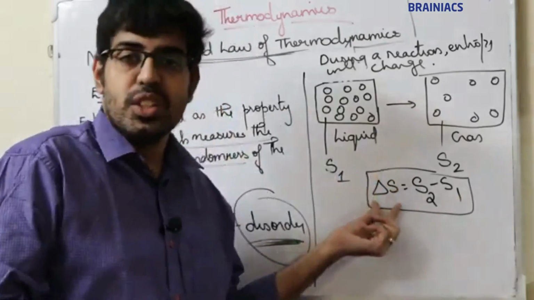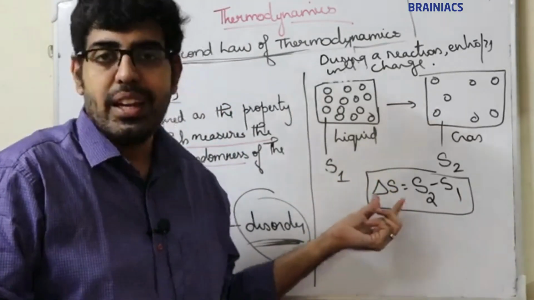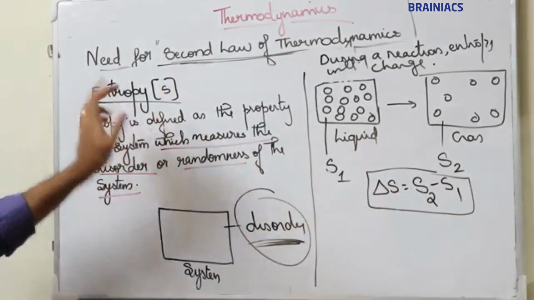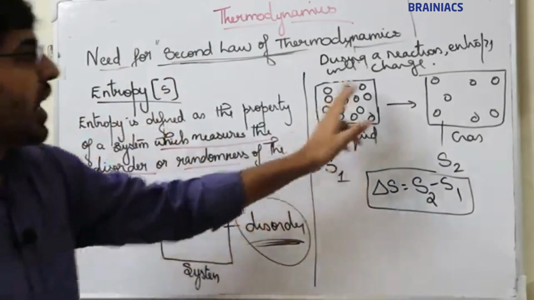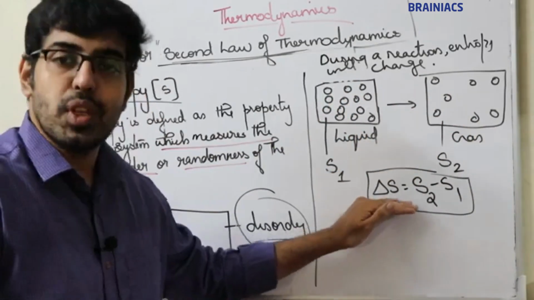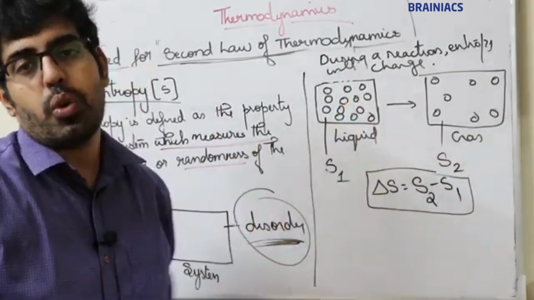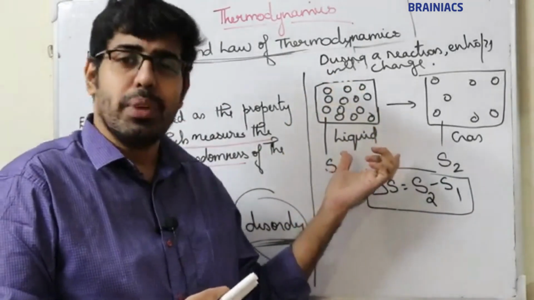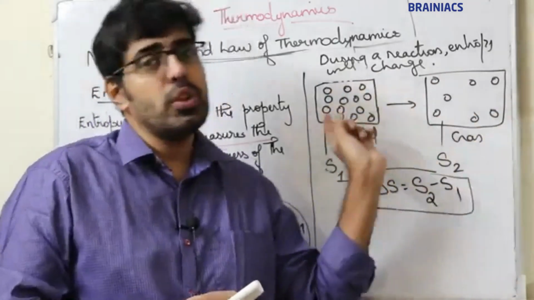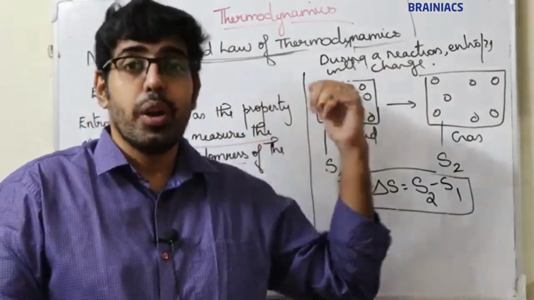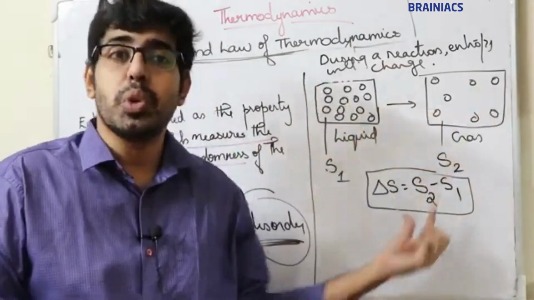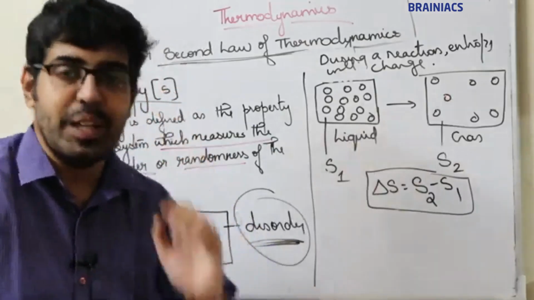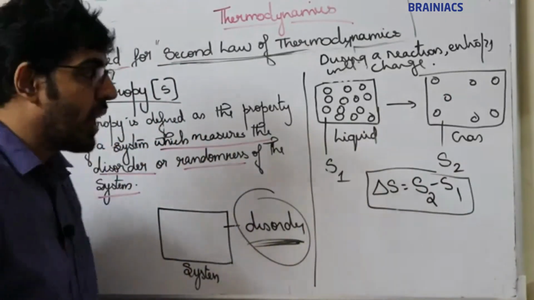The change in disorder, that is change in entropy, the amount of disorder, is defined as entropy. So change in entropy, delta S, is equal to entropy of products minus entropy of reactant. Reactant has some amount of entropy, product has some entropy, and both entropies are not the same. So when a reactant converts to product, there is a change in entropy. So delta S is calculated using this formula: S2 minus S1. I think it's clear.